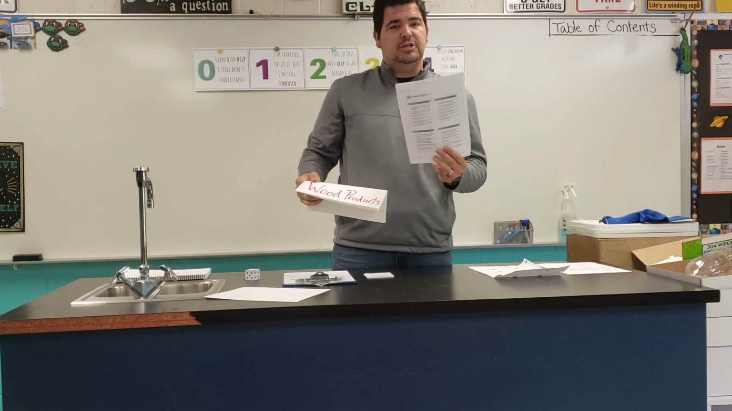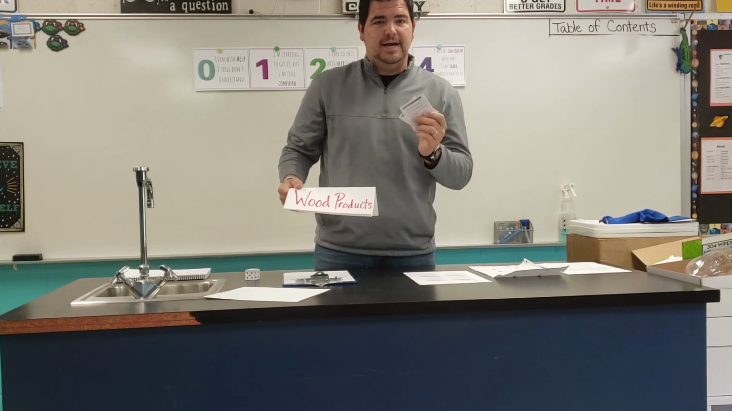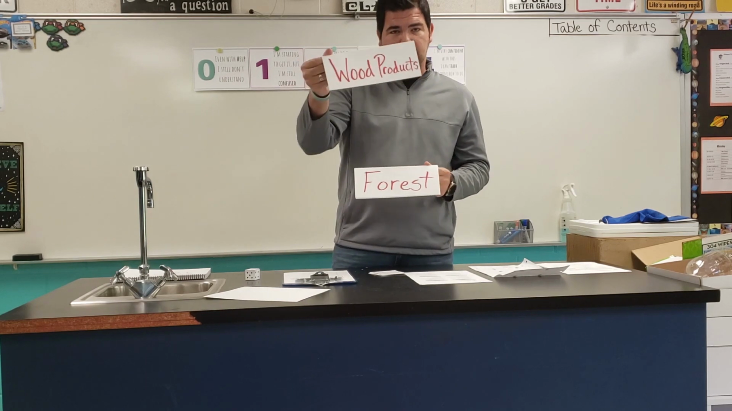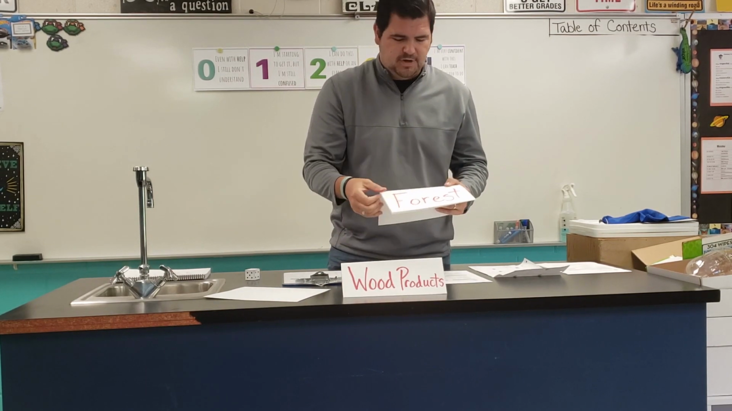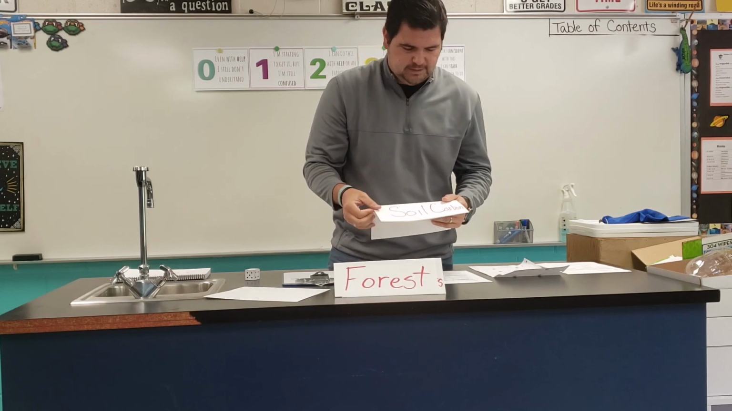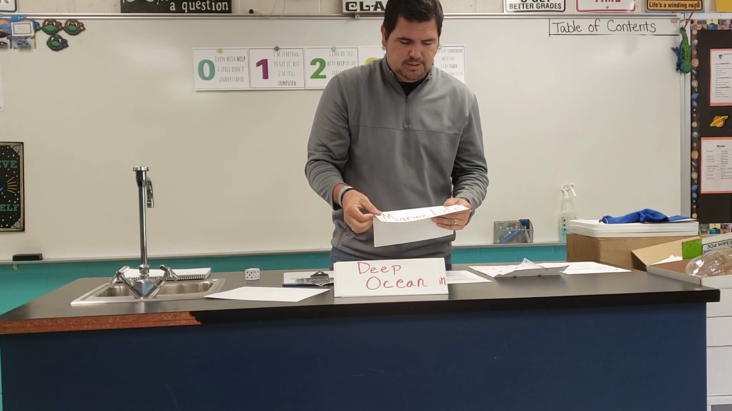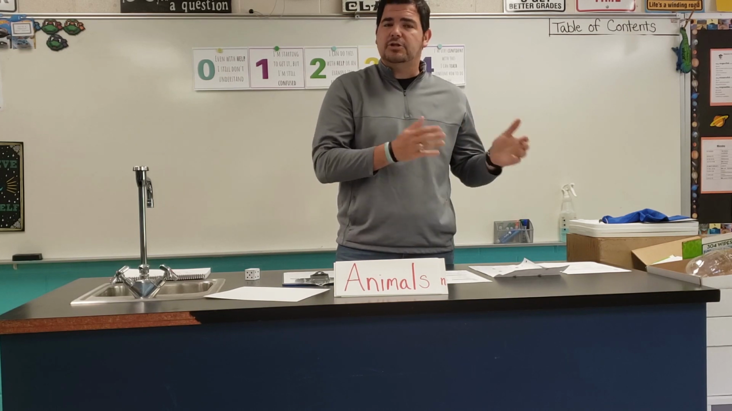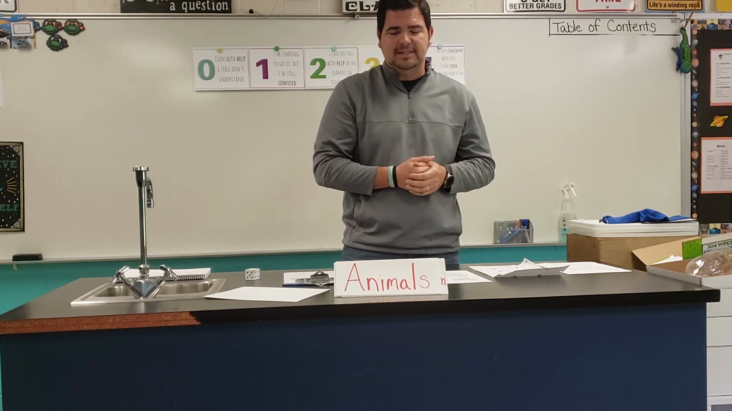If you remember the station cards I showed you in the Screencastify, you will make those, cut those out, and for each station, you're going to create a little table tent with the name of each of the carbon pools. So wood products, forest, soil carbon, deep ocean, marine life, animals, atmosphere, and ocean surface, which I'm going to show you in just a second as I show you how to set this up in your classroom.